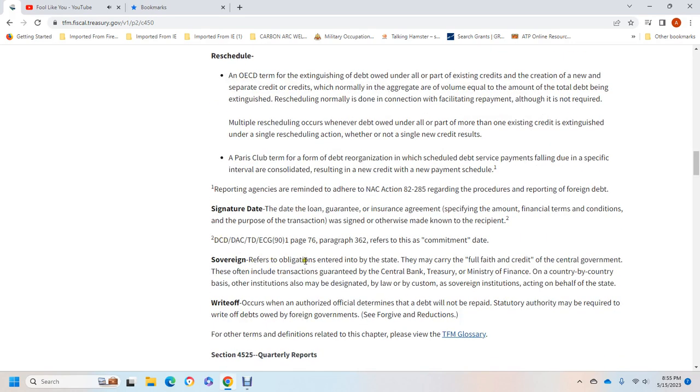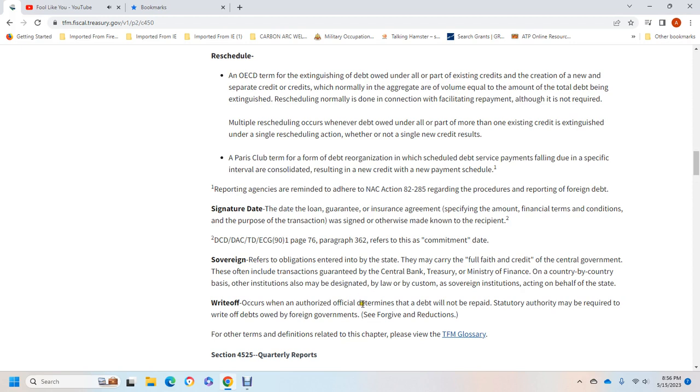Sovereign refers to the obligation entered into by the state with the full faith and credit of the central government, including transactions guaranteed by the central bank or treasury ministry of the country, or any other institution that has been designated by law or custom as an institution acting on behalf of the state.